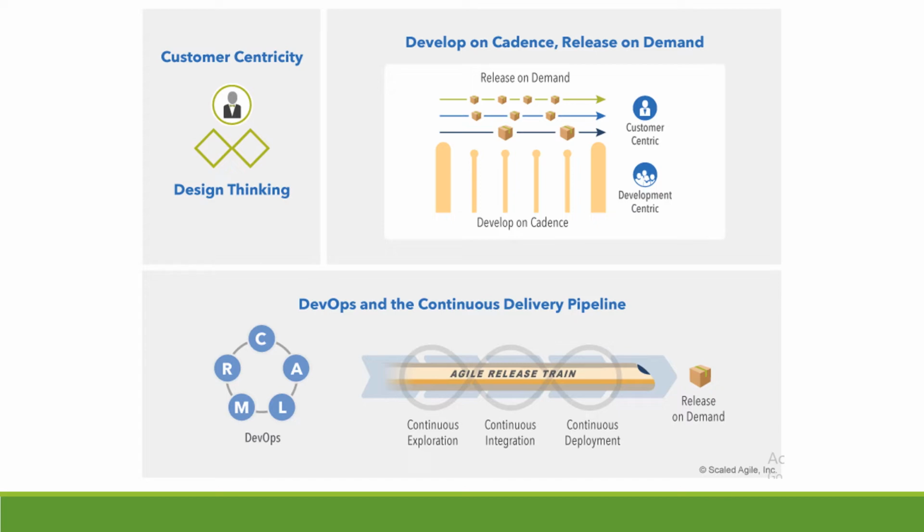It starts with customer centricity using techniques like design thinking, and developing on cadence and releasing on demand. You can use your agile methods, your release trains. You can use Scrum and Kanban at team levels, right? And you can use DevOps and continuous delivery pipelines, right? CI/CD, right? These are the sub-components of agile product delivery.